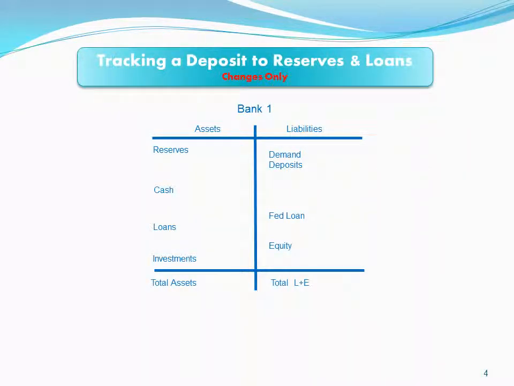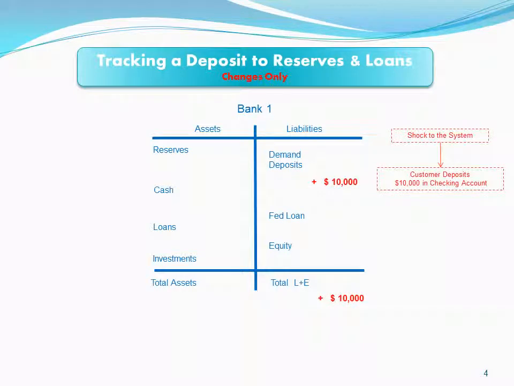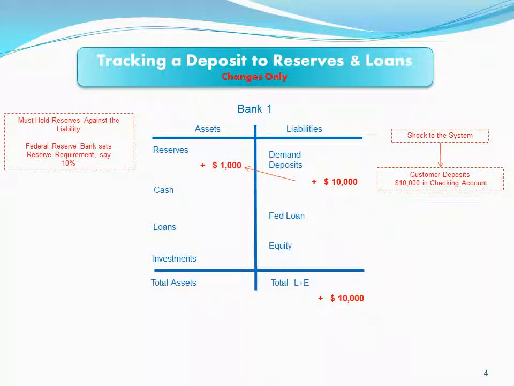Now that we've seen the balance sheet of the bank and a deposit of $10,000, let's just look at this again with changes only. So there's a shock to the system and customers deposit $10,000 in their accounts. This is a new liability, so the bank must, according to law, regulations of the Federal Reserve, hold some aside in reserves. In this case, we're going to assume that it's 10%. It's easy to calculate. So $1,000 set aside in reserves. That's in your checking account at the Fed.